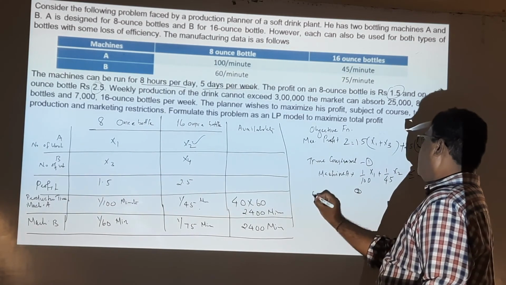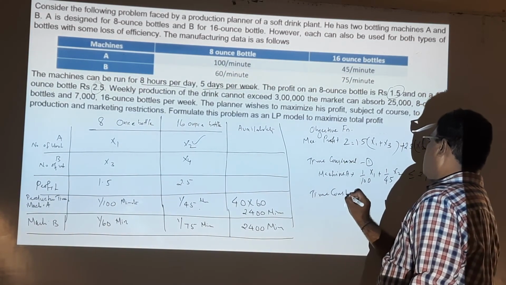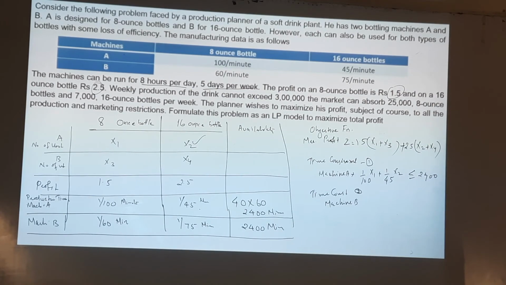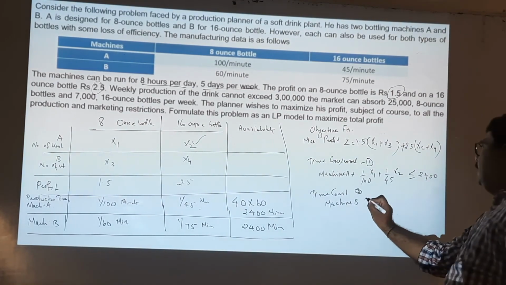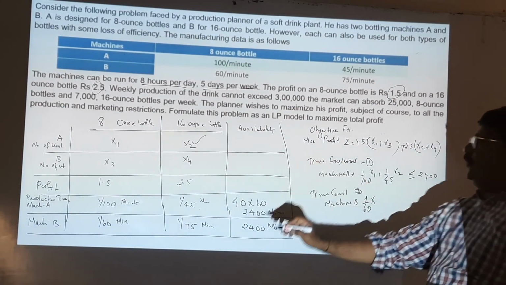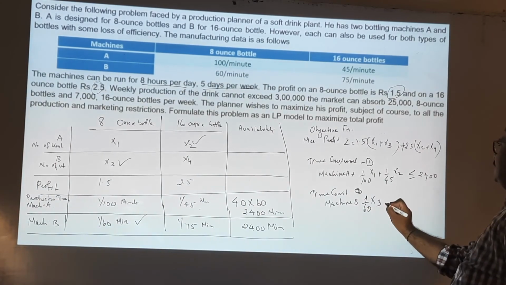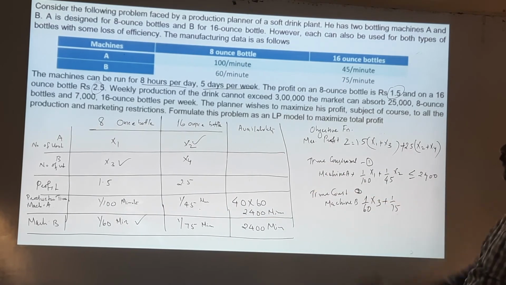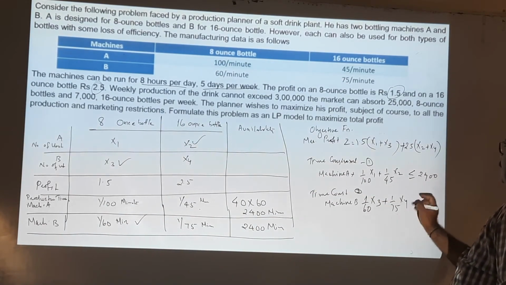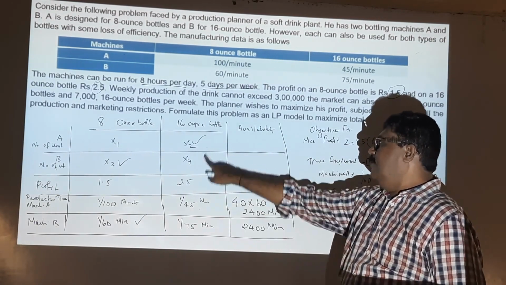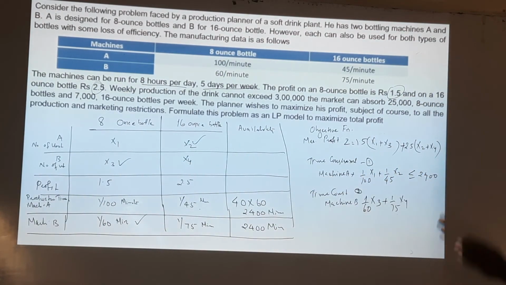Next, production constraint, time constraint 2, machine B. 1 unit of 8 ounce bottle using machine B is 1 by 60. So X3 units are made on B, so 1 by 60 into X3 plus 1 by 75 into X4. Why? Because we make X4 16 ounce bottles using the second machine. And total time availability is 2400.